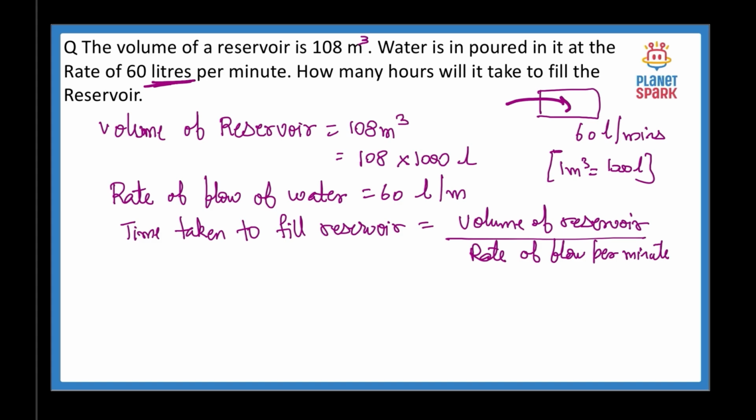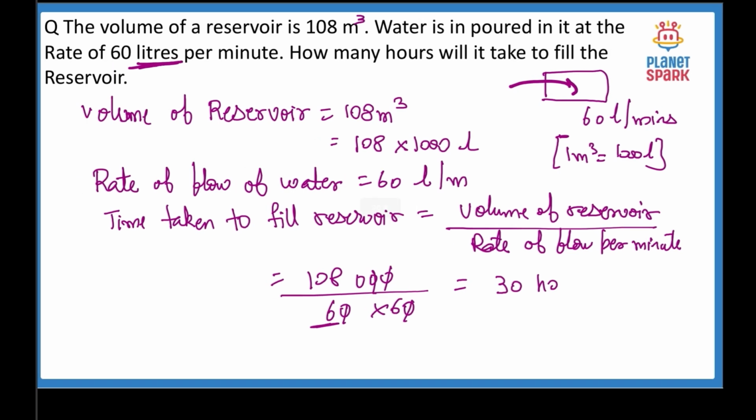The volume of the whole tank is 108 into 1000, that is 108,000 liters. You remember I told you units should be the same, so we have converted into liters. Divided by 60. Now, divided by 60 will give me the answer in minutes. But wait, my question says I want the answer in hours. So I will again divide it by 60 to convert minutes into hours. On cancellation and simplification, we'll get the answer as 30 hours. So it takes 30 hours to fill that reservoir.